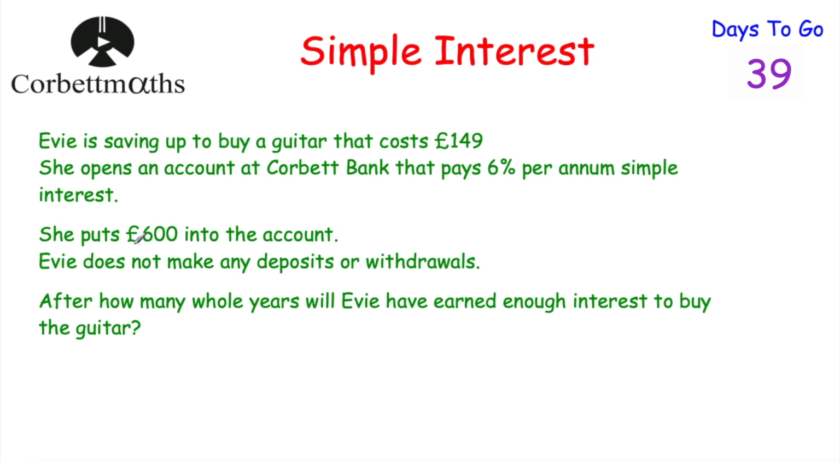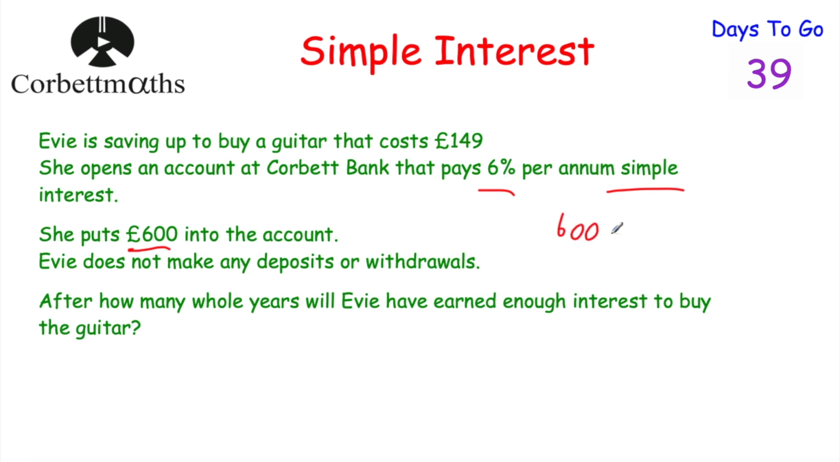Okay, so the first thing that we're told is that she puts £600 in the account, and it pays simple interest. It's not compound interest, and that's our video tomorrow. This is simple interest, and she earns 6% per annum simple interest. So let's work out what 6% of £600 is, and that's how much interest she'll earn every single year.